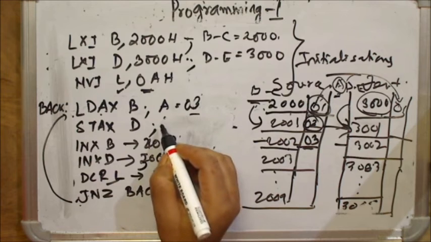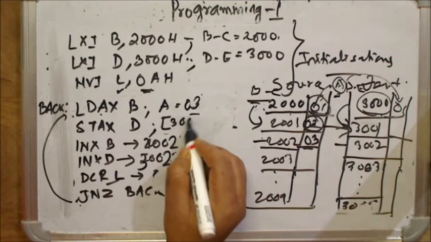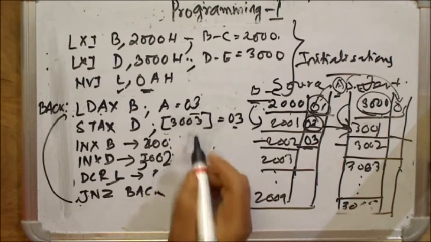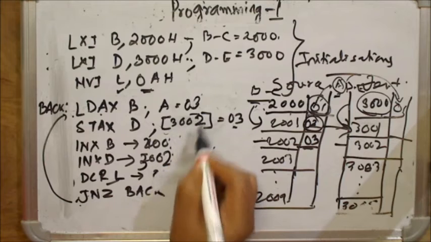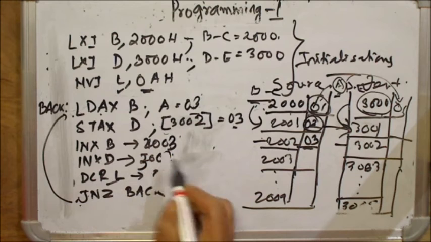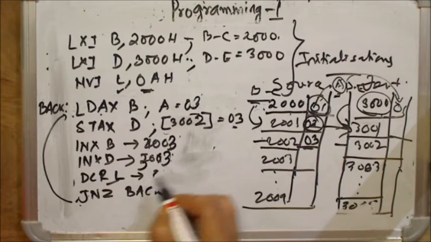A will be loaded with 3. STAX D. So the DE pair, that is 3003, will now get 3. And again INX B, so 3002. INX B, now B will be 2003, and 3 will be INX D. DE pair will be 3003.